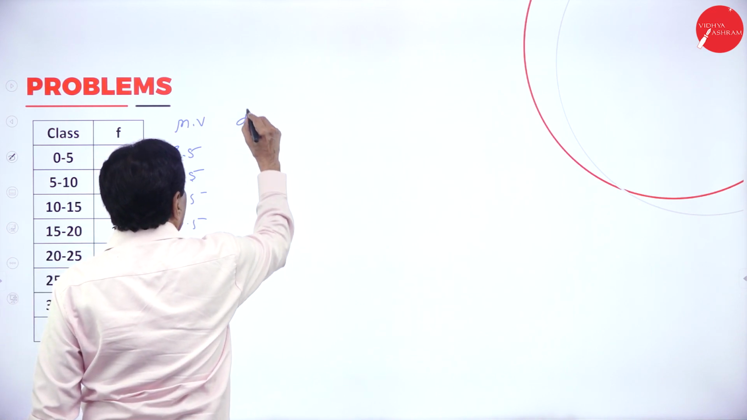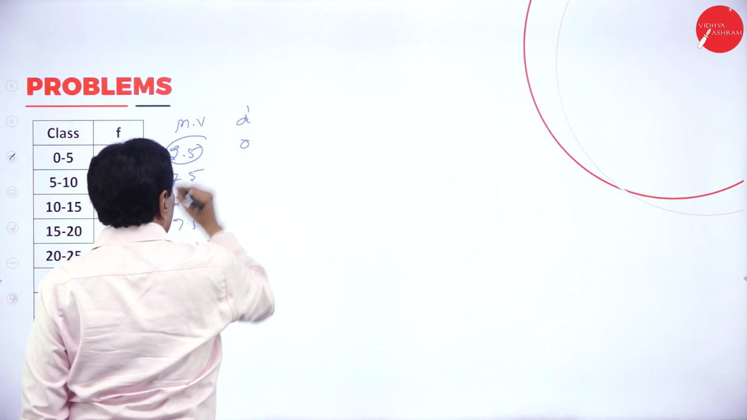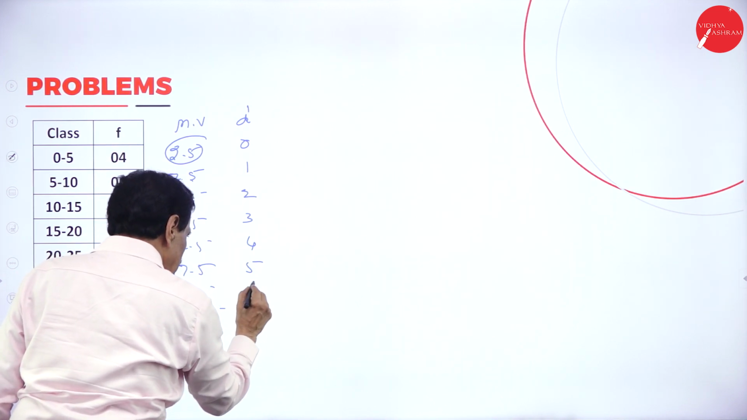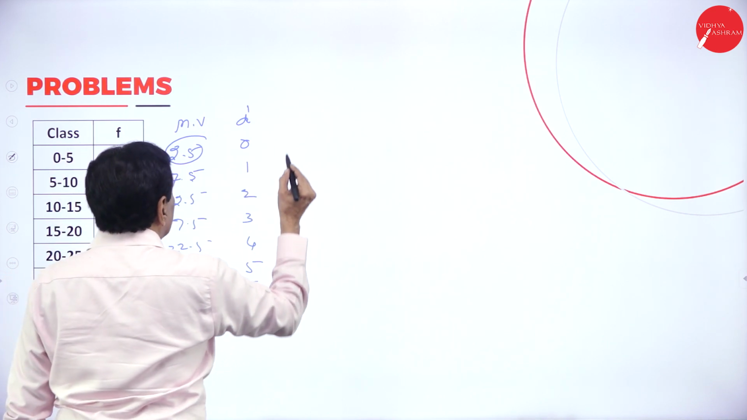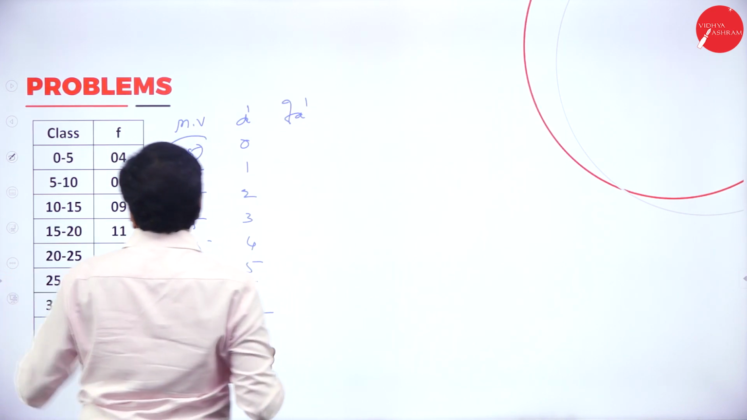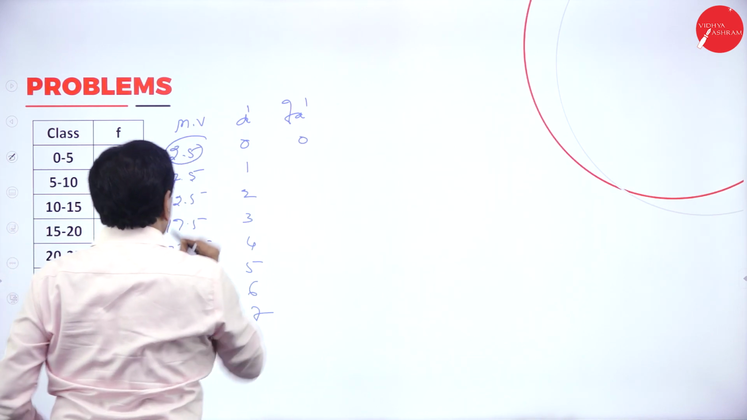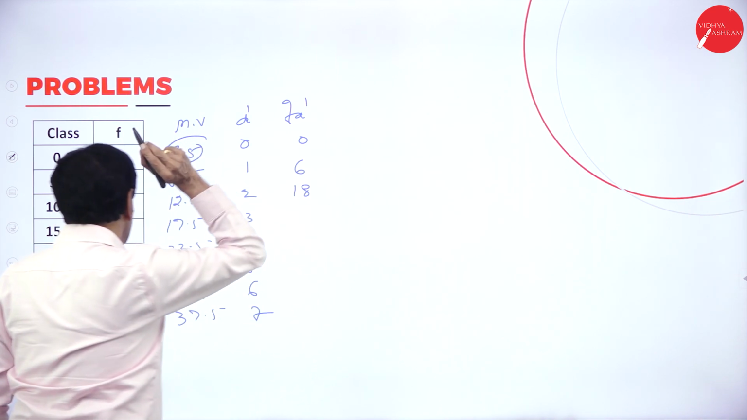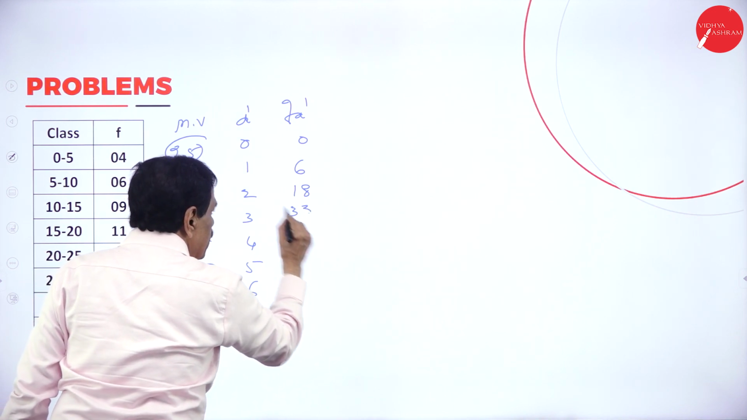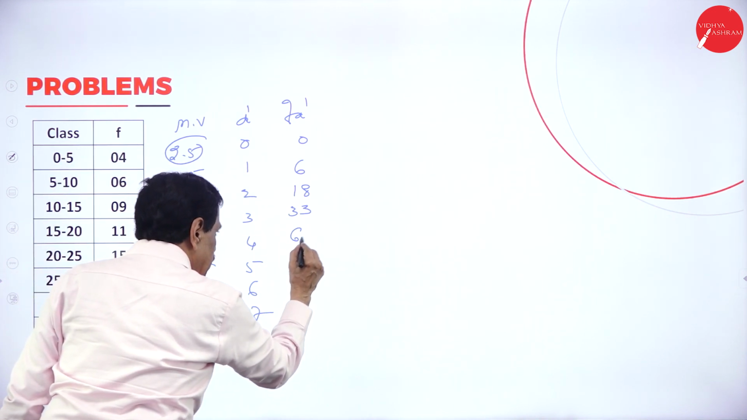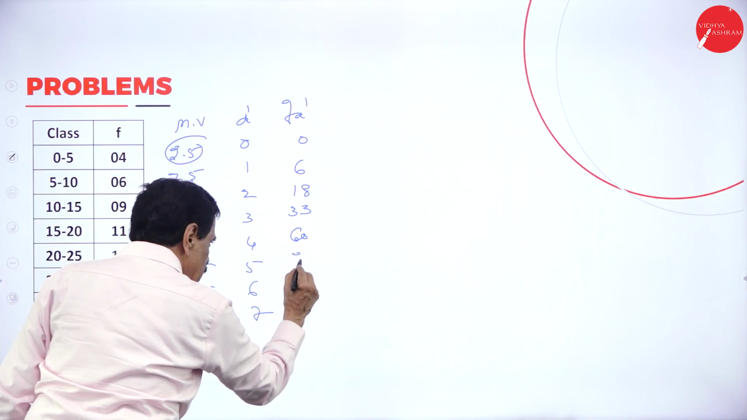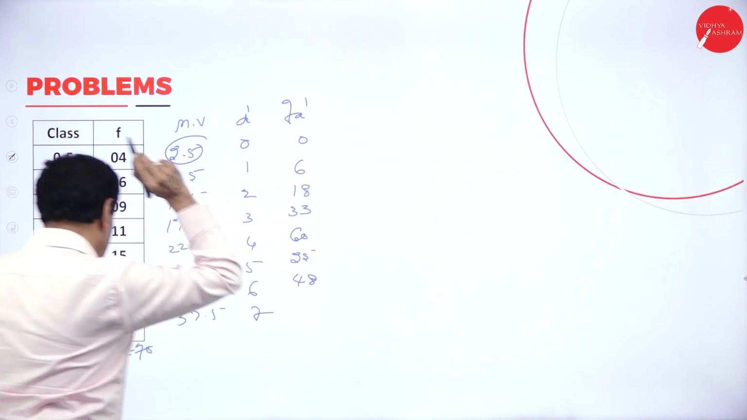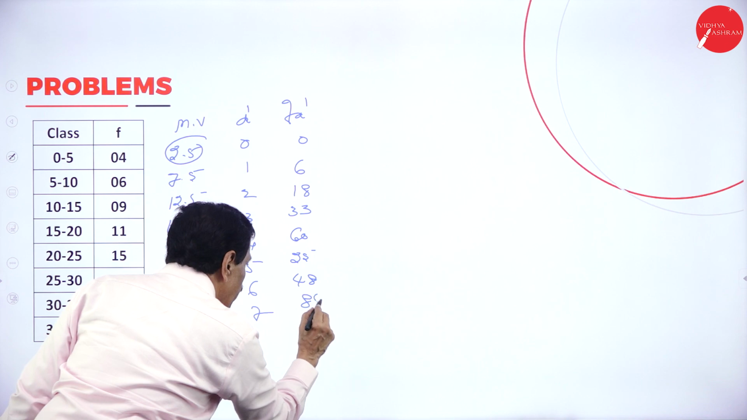Then apply d'. First number as 0. Then 1, 2, 3, 4, 5, 6, 7. Then multiplied by f. So 4 into 0 is 0. 6 into 1 is 6. 9 into 2 is 18. 11 into 3 is 33. 15 into 4 is 60. 5 into 5 is 25. 8 into 6 is 48. 12 into 7 is 84.